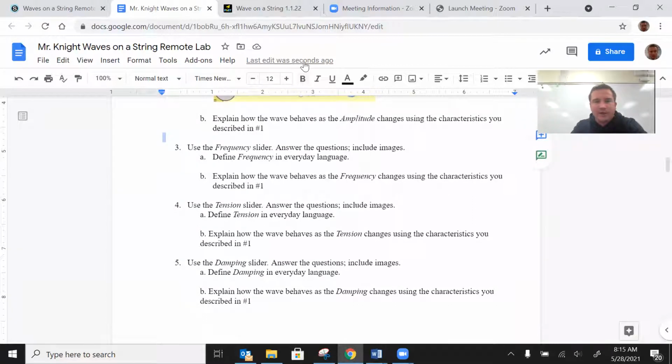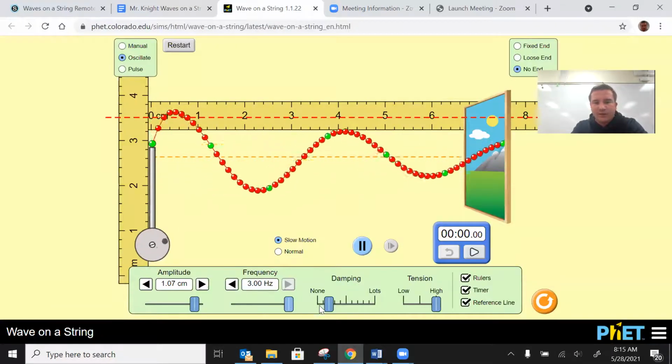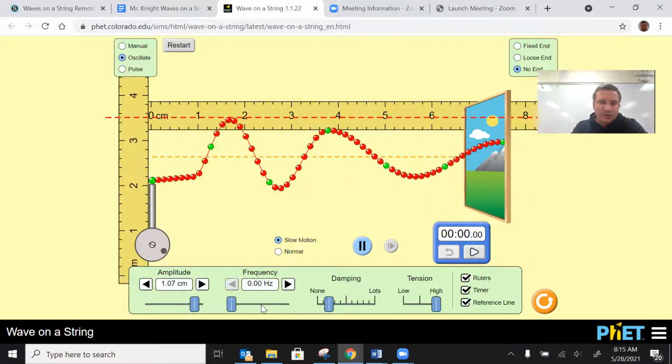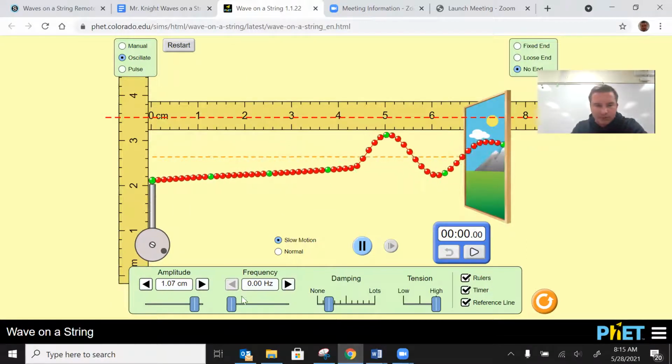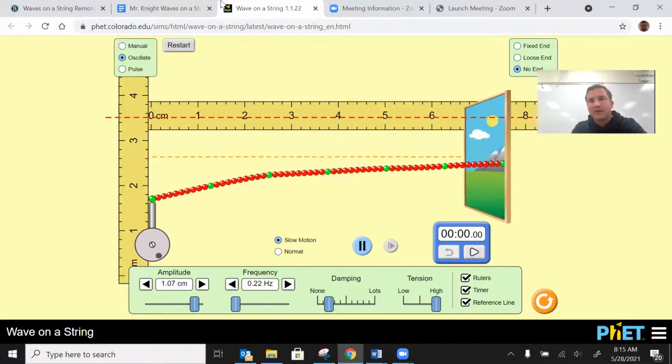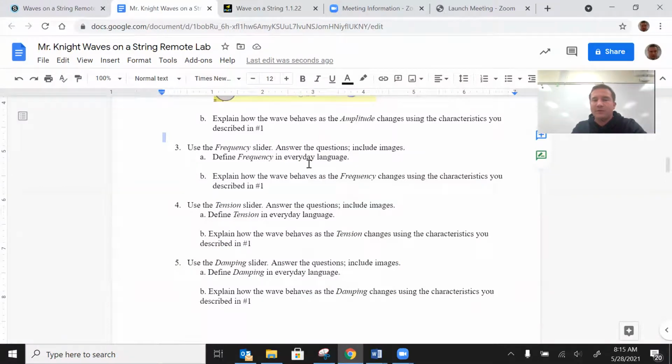So check out frequency, slide frequency back and forth. What does high frequency do? What does low frequency do? Answer both. Well, I can't put it on 0, low frequency. What does high frequency do? What does low frequency do?